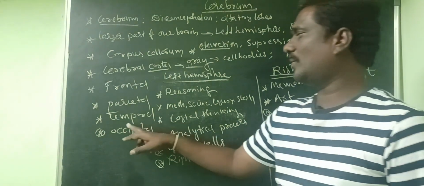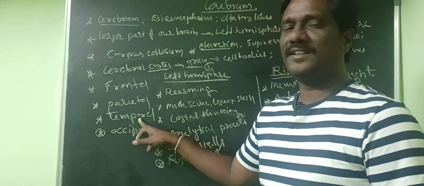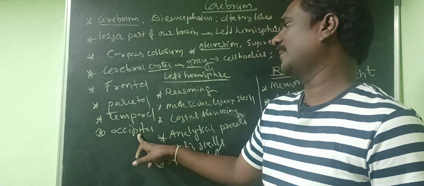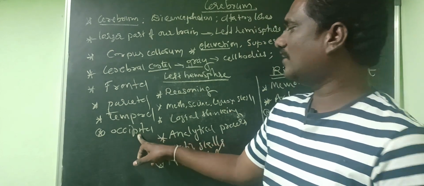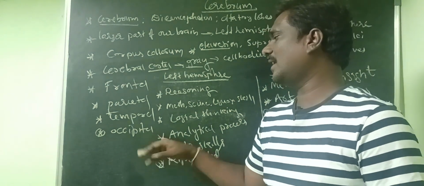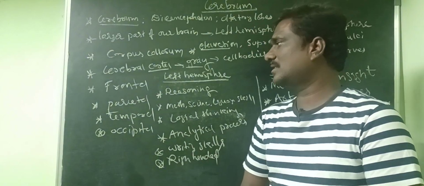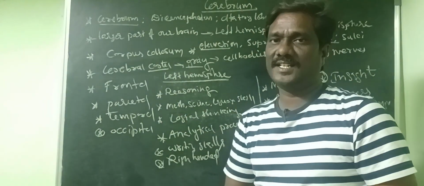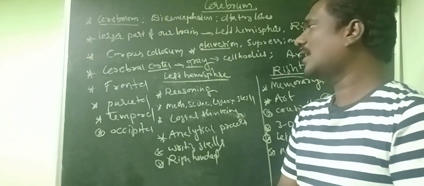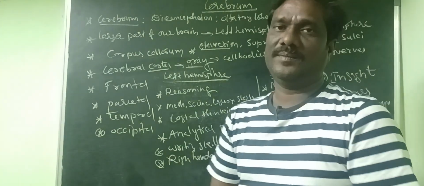So, frontal lobe, parietal lobe, temporal lobe. The temporal lobe processes the auditory impulses. The occipital lobe receives the impulses from the retina of our eye, processes them, and sends the signals. Next is the frontal lobe. Reasoning skills and problem-solving skills are controlled by the frontal lobe. This is about the cerebrum of our brain. Okay, thank you.